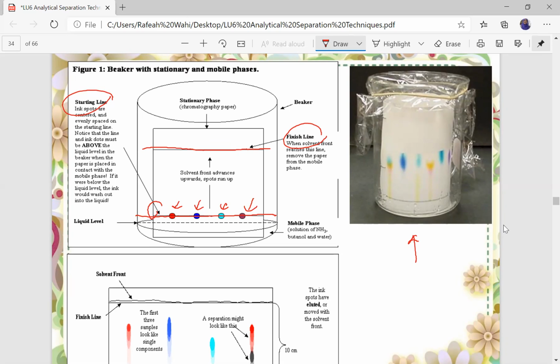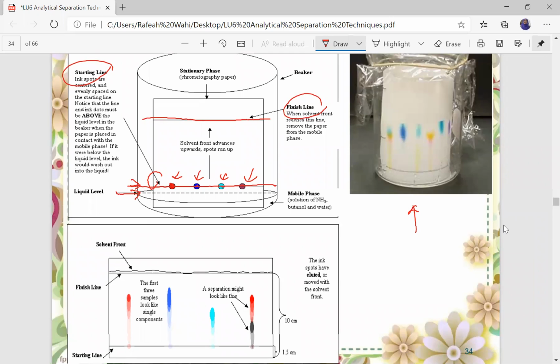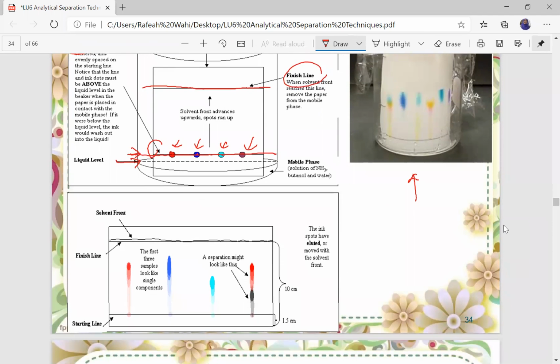If you look here, you have the starting line over here, but your liquid level is over here, slightly below the starting line. We want the liquid level to be below the starting line so that our sample, which we have dotted on the starting line here, will not be affected by the mobile phase, by the solution, so that the ink there will not be washed out into the liquid by the solution.